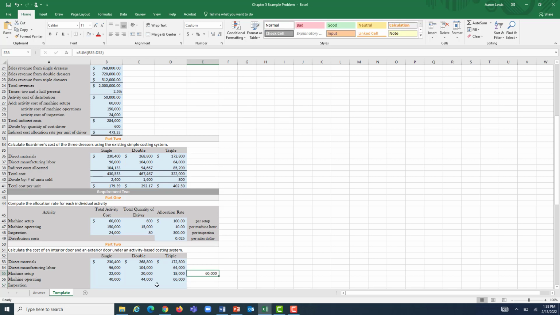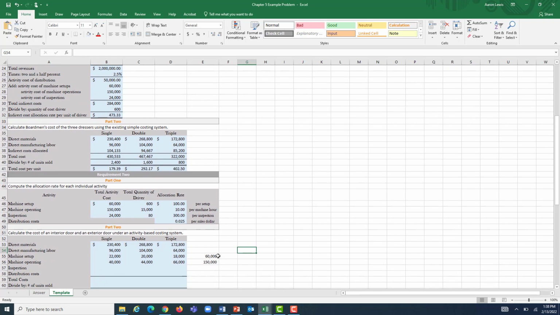And if you add together 40,000, 44,000, and 66,000, you're going to come up with 150,000, which again was our total expected activity cost for that particular activity. Lastly, we've got inspection.